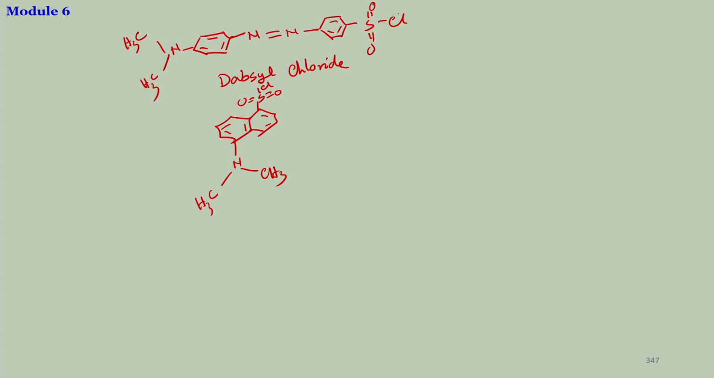Here is the SO2Cl, in this case here is the SO2Cl, and this is the secondary amine. So, this is known as dansyl chloride. Both dabsyl chloride and dansyl chloride show fluorescence, and both of them react with the free amine present at the N-terminal amino acid.